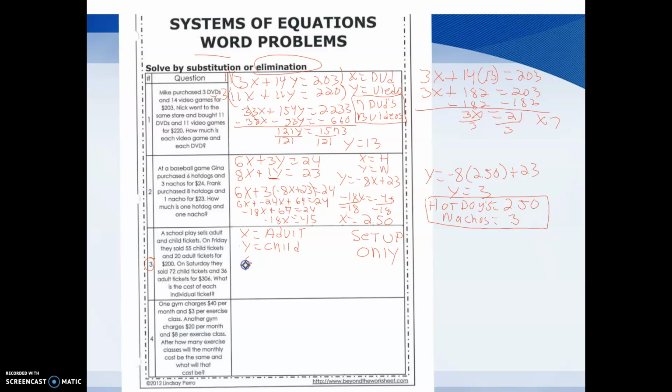So that would be 55y, right? Plus 20x. Equals $200, okay. And then Saturday we sold 72 children, so that would be 72y, right? Plus 36 adults. That's going to cost us $306, right?